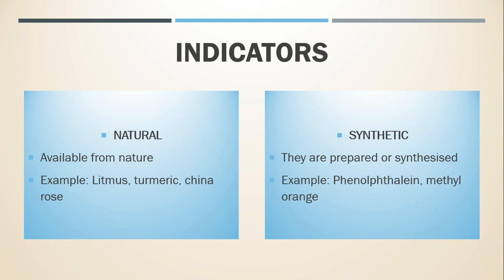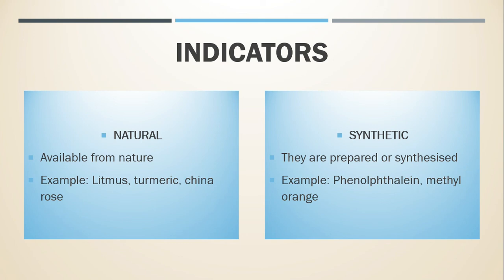Now, like bases and acids, indicators can also be classified as natural and synthetic. We have come across the words natural and synthetic various times, and we know what they mean. A natural indicator is available from nature. We don't have to prepare it, it is directly available in nature.